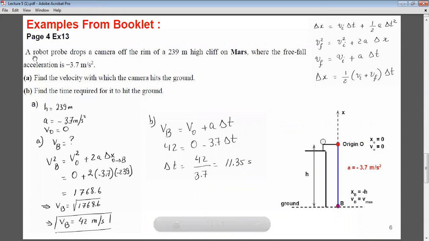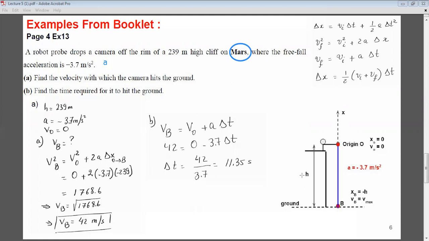A robot probe drops a camera off the rim of a 239-meter high cliff on Mars. So we are on Mars, where the free fall acceleration is minus 3.7 meters per second square. What is this minus 3.7 meters per second square? This is the acceleration. It's not minus 10 because this is on Mars. So I put it here in the drawing. This is minus 3.7 meter per second square.